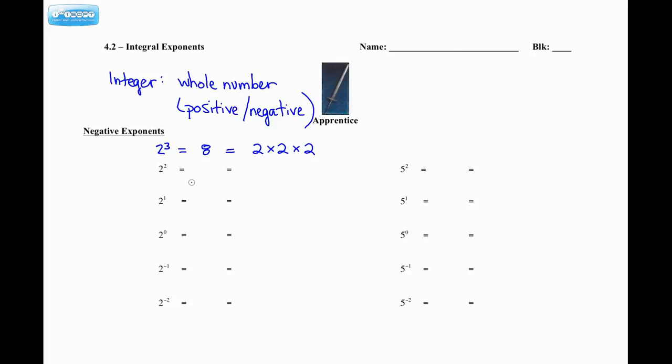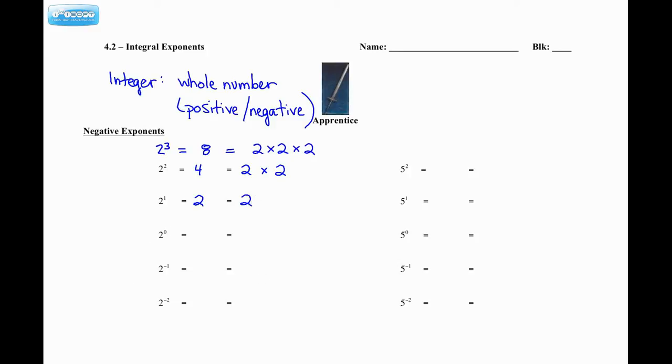2 squared, well, that is 4. But where did that come from? That's just 2 times 2. So notice how as I'm going down this side, the exponent is just decreasing by 1. So 2 to the 1 is just 2. And that just came from, well, 2. Okay. I only have one of them.